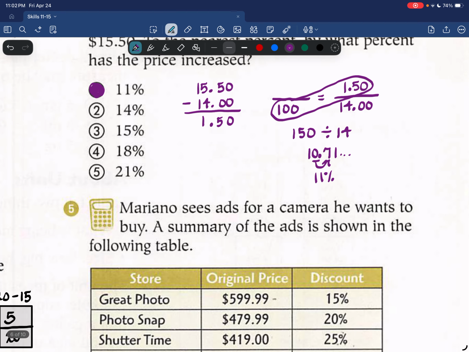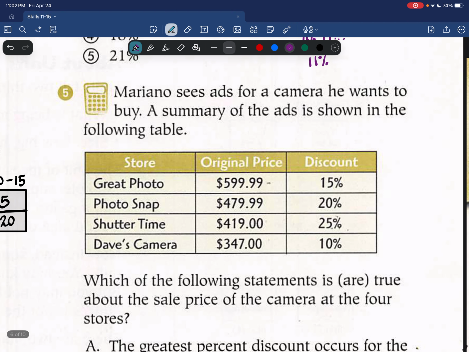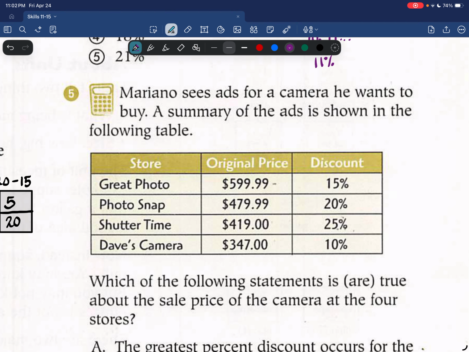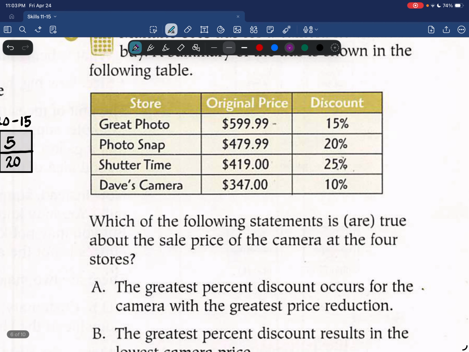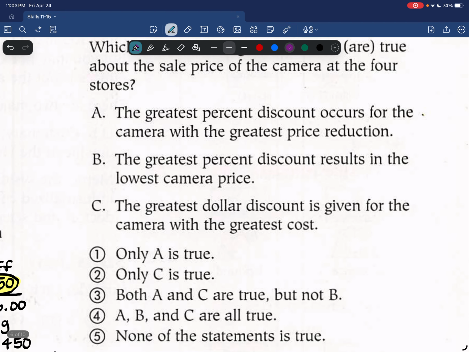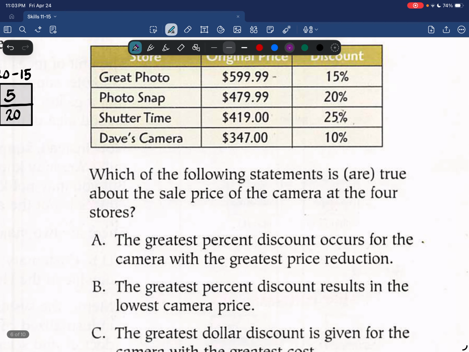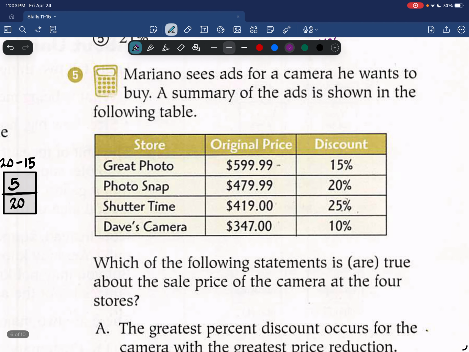Number 5. Mariano sees ads for a camera he wants to buy. A summary of the ads is shown in the following table. So we have 4 different stores with original prices and discounts. Which of the following statements is or are true about the sale price of the camera at the 4 stores? So I'm going to have to find the sale prices before I can answer those questions.